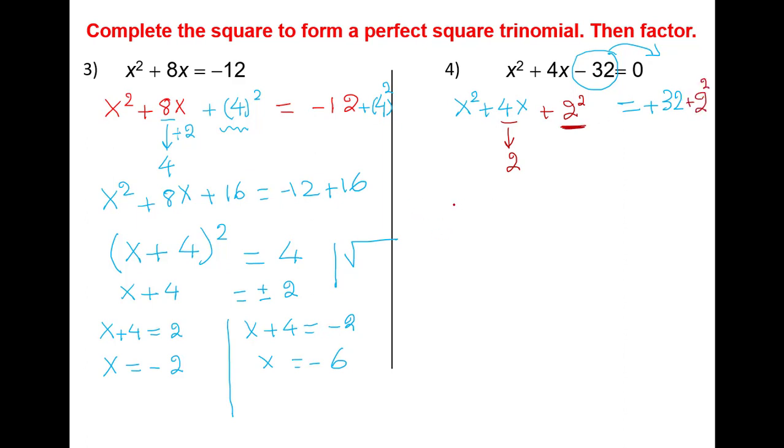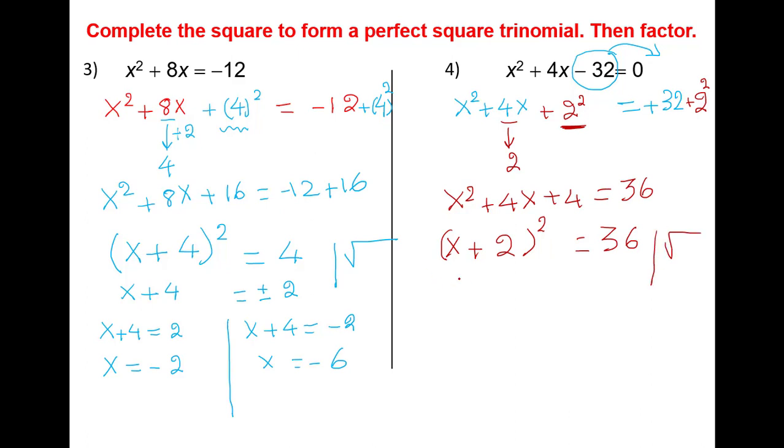The following step, write it in a better way. 32 plus 4, 36. Now, as a perfect square, this will have the square root of the first term, the middle sign, the square root of the last term. Then I'm going to take the square root of both sides. It will leave me here with x plus 2 equals positive or negative 6. So I'll have two solutions.